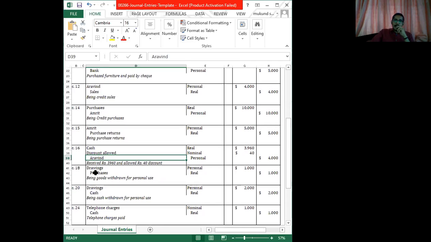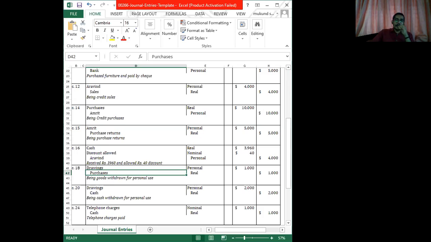And coming to December 18th, he withdrew goods for personal use rupees 1,000. So in this transaction, the journal entry will come like drawings account debtor to purchase, because drawings is a personal account and we are debiting the receiver and crediting purchases. Why are we crediting purchases? That is my question. Because he withdrew goods. Okay, drawings can be of two types. He can withdraw cash or he can withdraw goods. If he withdraws goods, the stock decreases. That's why purchase is credited, right?